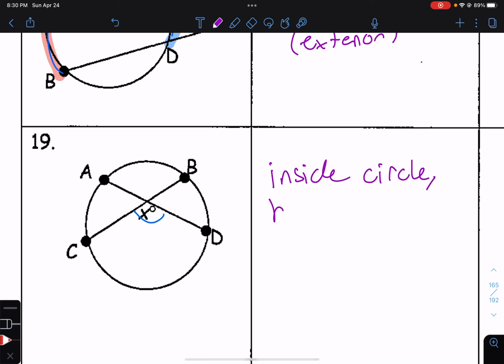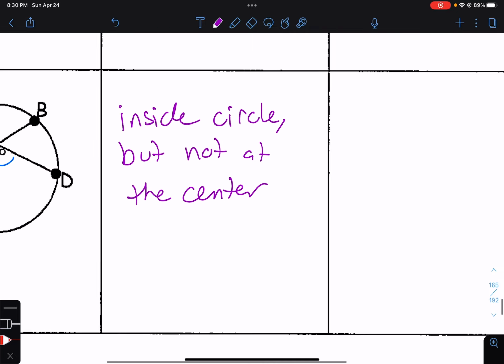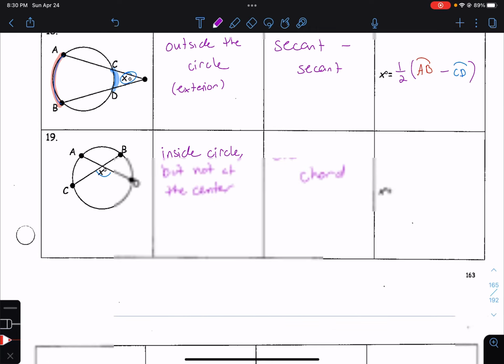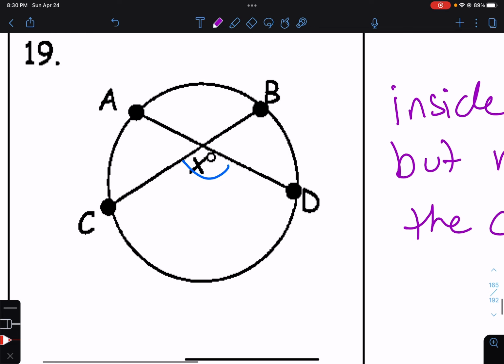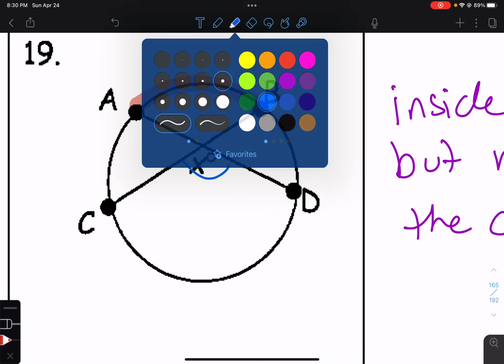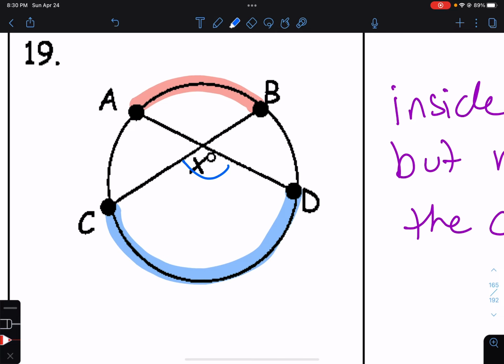But not at the center. All right, and we call this a chord. And to find the measure of angle X, we are going to go ahead and do AB and take CD. And this one's a little bit different.